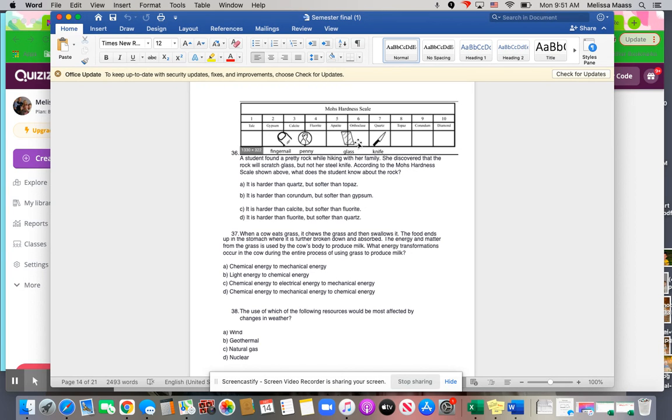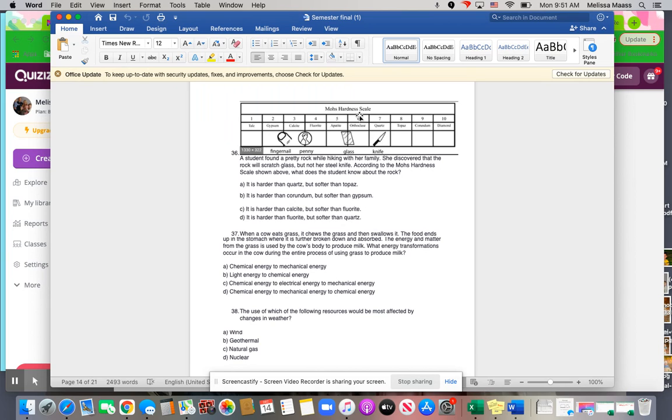But not a steel knife. So if it's going to be a mineral that is stronger than glass, it's going to be on this side. But then we also found out that it won't scratch the steel knife. Okay, now she saw a rock, so we're figuring out what mineral it is. So if it's going to scratch glass, it's obviously stronger than it. But it cannot scratch the knife, so it's going to be lower than it. So it's going to be right here in the middle between the two.